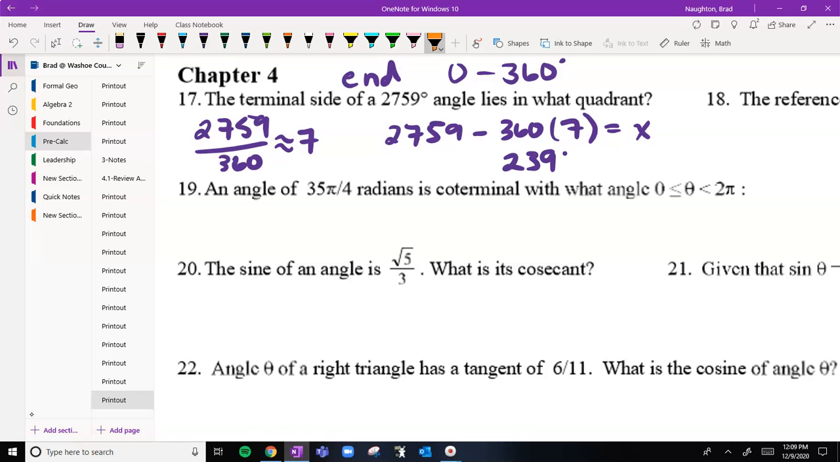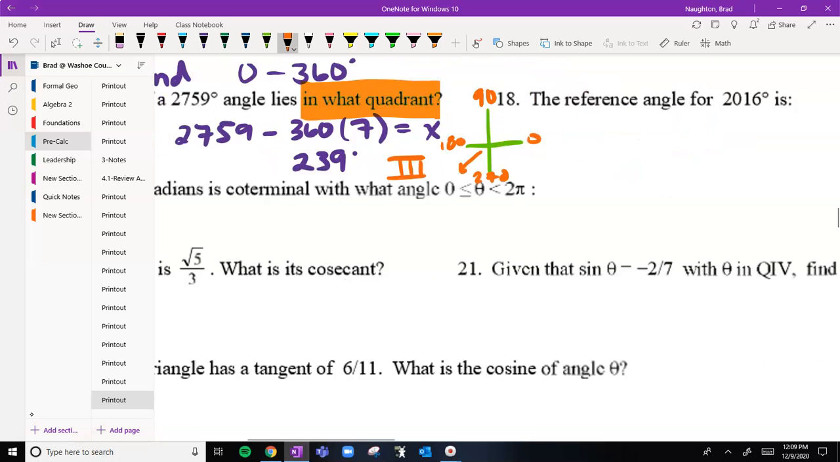Alrighty, so that is our terminal side, and it says, in what quadrant is that? Well, if I start this off, it is 0, 90, 180, 270. So it's going to be somewhere in here at 239. So my answer to number 17 is going to be quadrant 3.